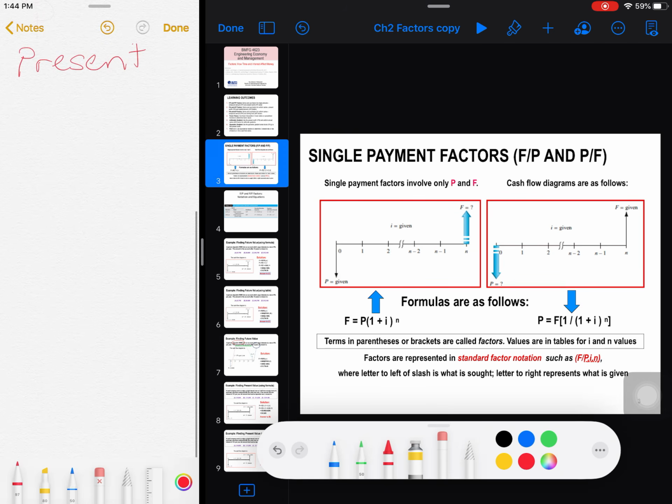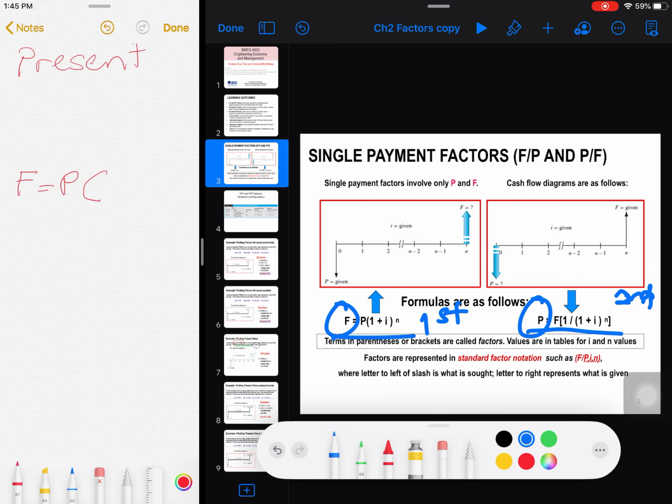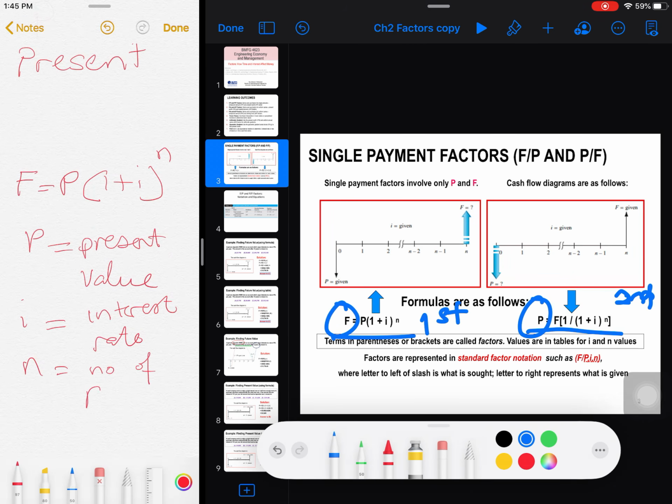Can you see that we have two equations over here? The first equation is to find the value of F. The second equation is meant to find the value of P. F equals P times (1 plus I) to the power of N. P is the present value, I is your interest rate, and N is your number of periods.